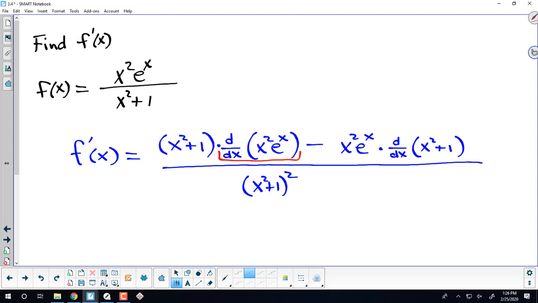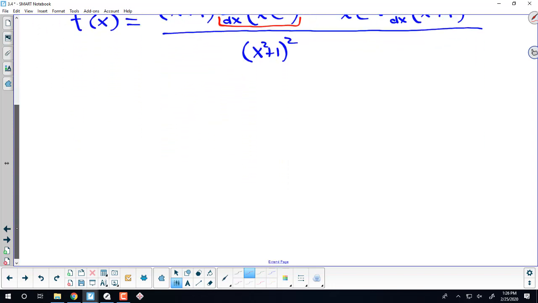Yeah, that's when I'm using the product rule. Okay, so we're going to find the derivative of this thing in red. Once we find these derivatives here, we're done with the derivative, right? But we have additional derivatives we've got to find. So let's go down here and find these additional derivatives.